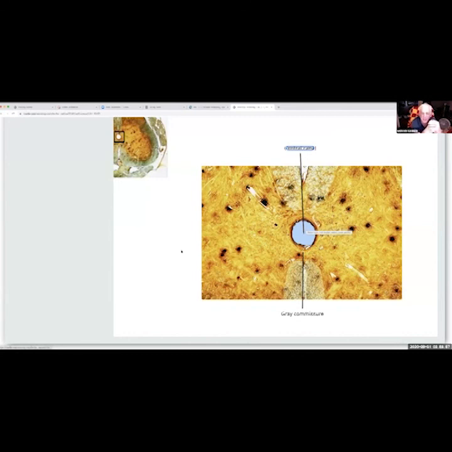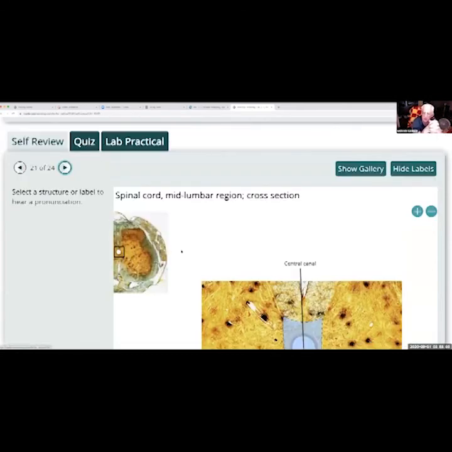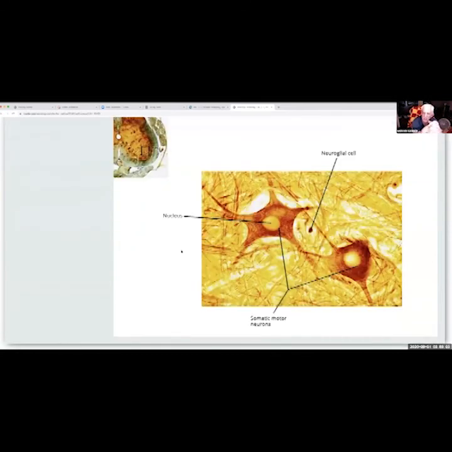Neuroglial cells. What did we say neuroglial cells were? Do they conduct electrical impulses? No. They're the supporting cells. They surround the neurons and support the neurons so the neurons can conduct electrical impulses. The only cell that can conduct an electrical impulse in your body and transmit information is a neuron.